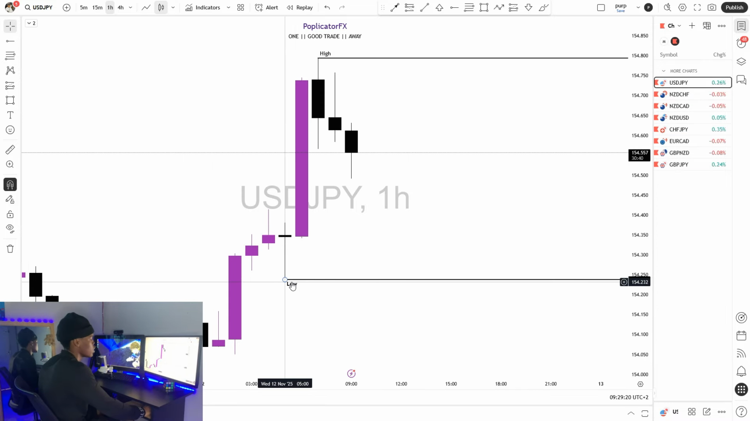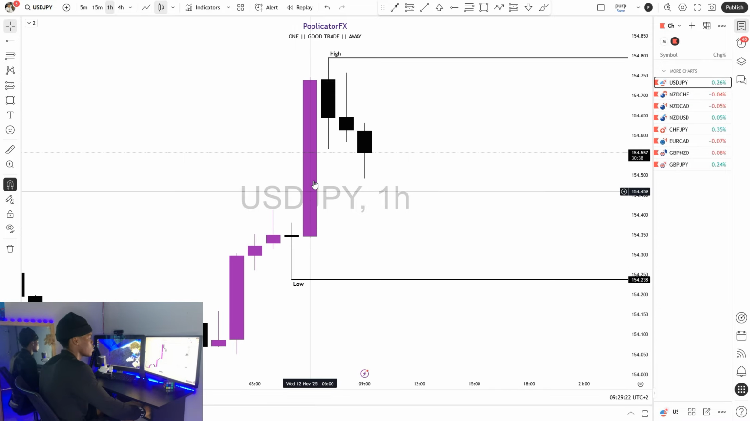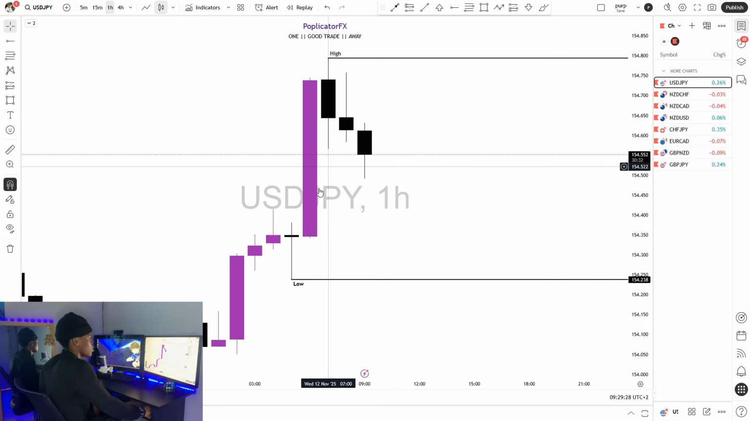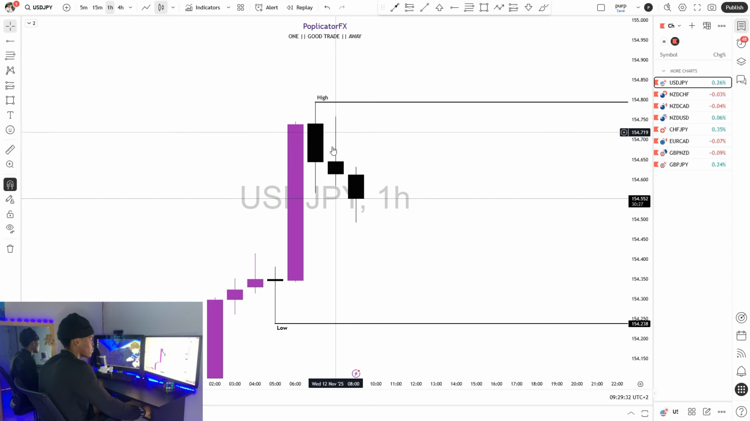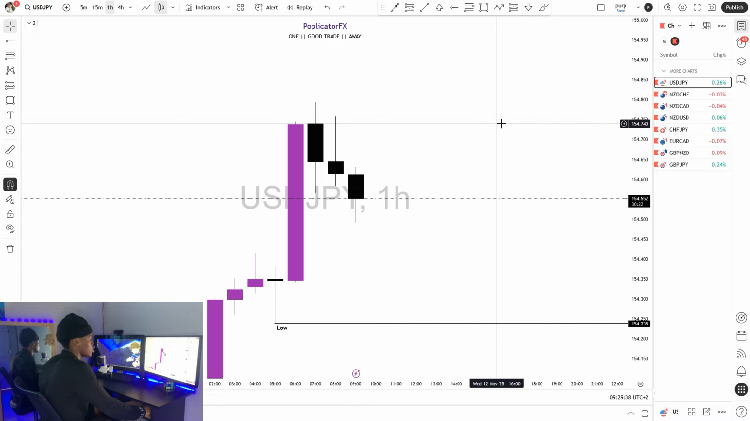So looking at the low here, I can see that I have one complete candlestick, second complete candlestick. So my low is now valid because I have 2 complete candlesticks. And then looking at the high, I can see that I have 1 complete candlestick. The second one is still forming, so the high was not valid, so I got rid of it.